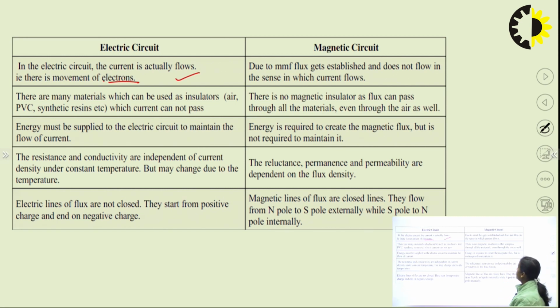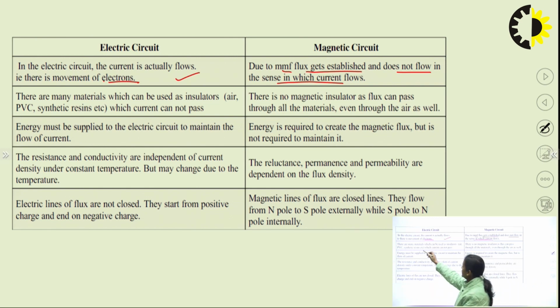But in a magnetic circuit, due to MMF, flux gets established and does not flow in the sense in which current flows, right? It gets established, but it is actually not flowing, like in an electric circuit, where the electrons are flowing. And for electric circuit, we have insulators, right? But for magnetic circuit, we don't have any insulator.